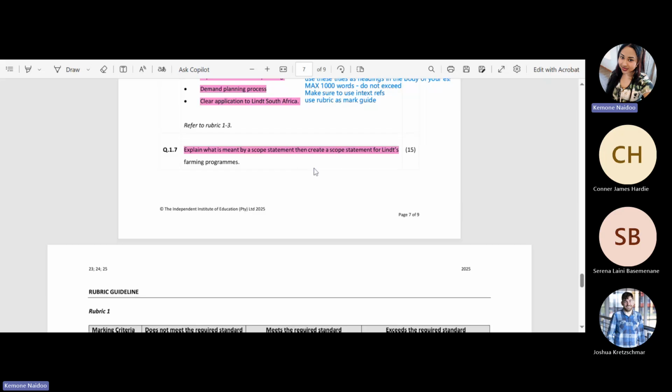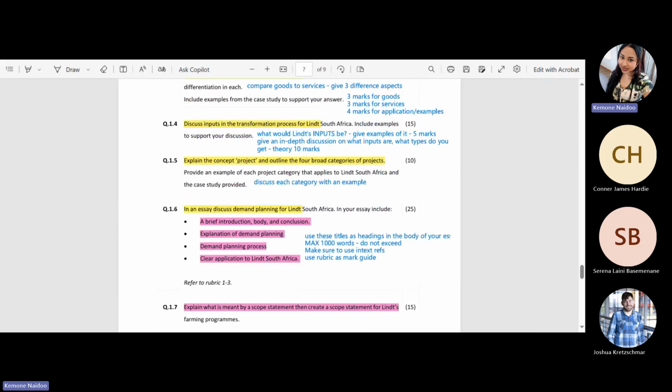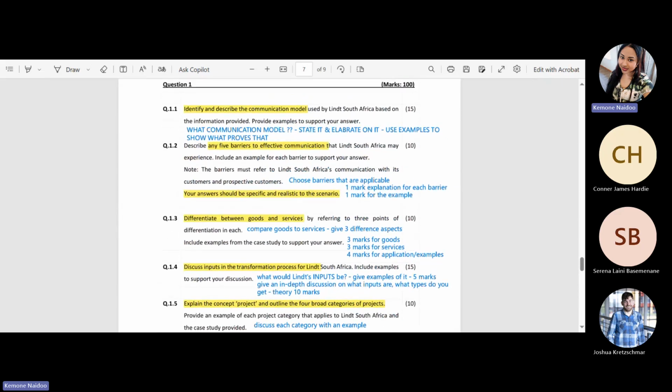Don't just have your generic titles and leave it at that. Be specific, directly link everything you're saying in your theory to Lent. So go back to project management and look at what a scope statement is and what it entails, and then do one for Lent. And then that is your whole assignment. I feel like this is a pretty easy assignment.